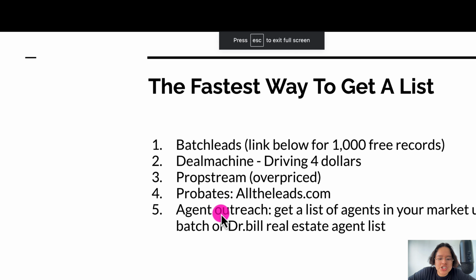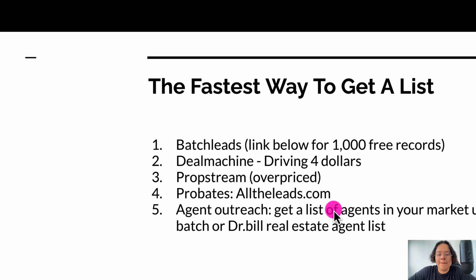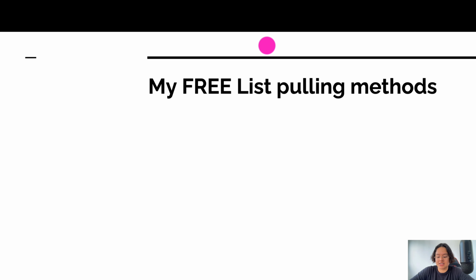Awesome. So agent outreach, as I mentioned several times, if you want an agent list so you can do your agent outreach, then you can go to PatchLeads. They have an agent list there for you to get for free, not purchase. It's included with the subscription plan. So that's it. This is the fastest way to get a list. And yes, these services require a subscription. Let's head over to the free list methods.